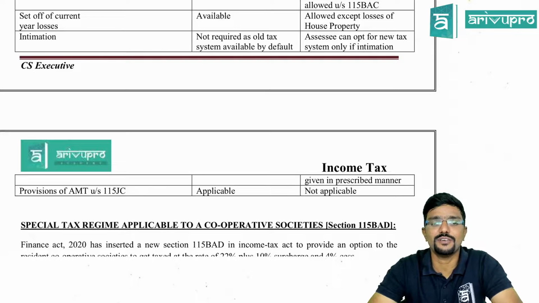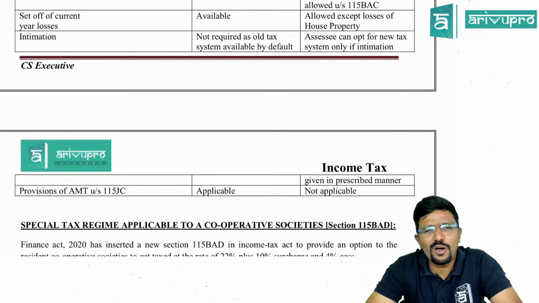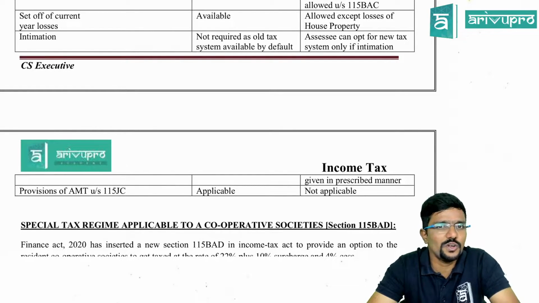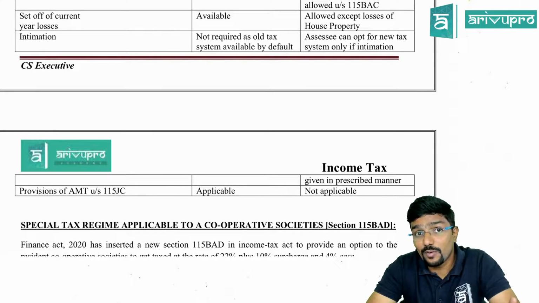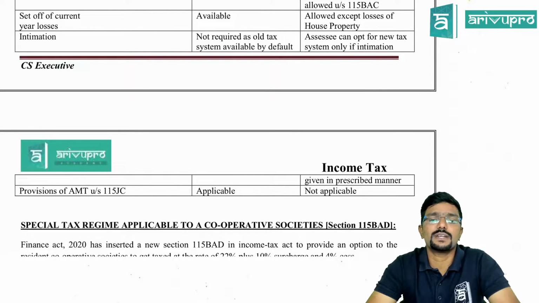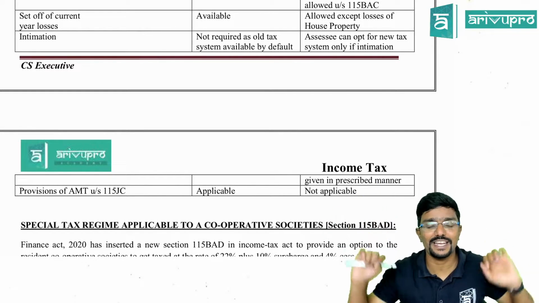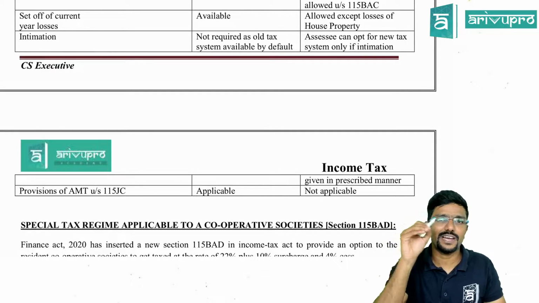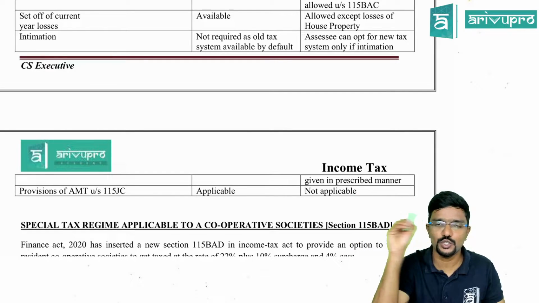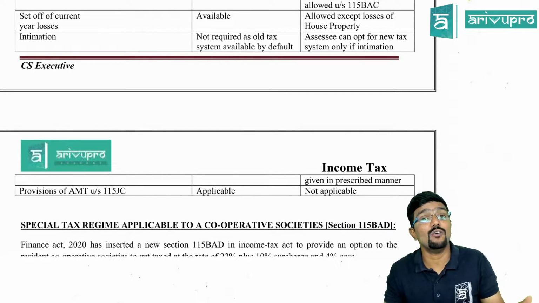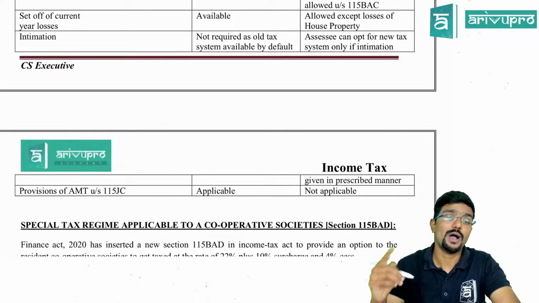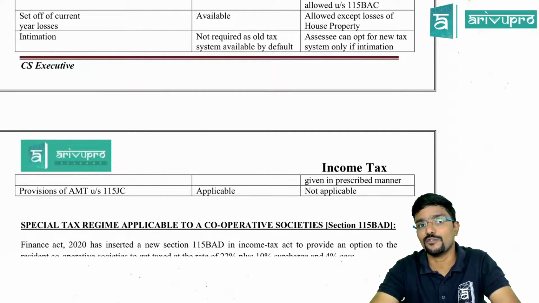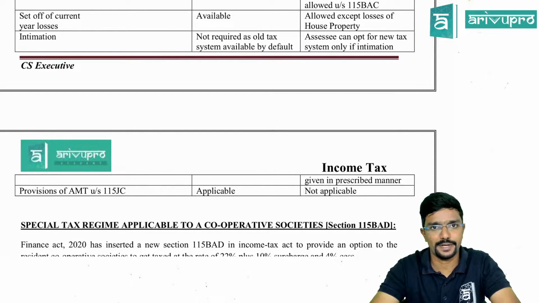Next, intimation. When should I intimate? If I am following the old scheme, no need to inform, no need to intimate. But if I am opting for the new scheme, the assessee can opt for the new scheme only after intimation. There also two categories. If I don't have any business or professional income, I can intimate while I am filing my income tax return. There only I can choose it. Sir, what if I have business or professional income? You have to inform well before. Before you file your income tax return, you have to intimate the department.